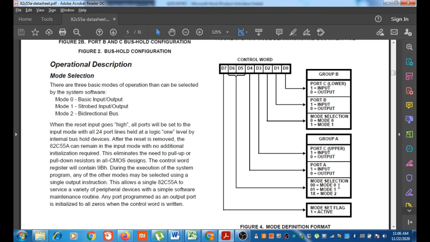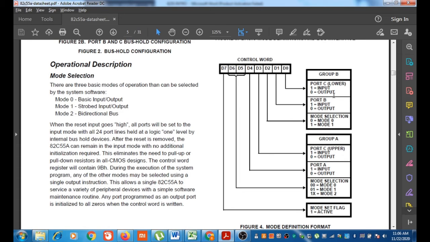Group A, fix mode 0. So this can be configured in two ways. Port C upper part, port A can be configured in two ways. So total four ways. So considering group B and group A, total how many combinations are possible in mode 0?